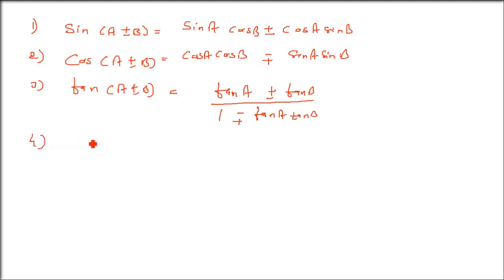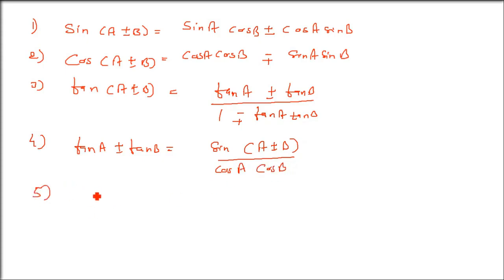Then the fourth one is tan a ± tan b. So this will be sin(a ± b) divided by cos a cos b. Then you have tan a minus tan b. We have already seen tan a minus tan b, but this is a different way of showing it. So this is also something we are going to use sometimes: tan(a − b) multiplied by, in the bracket, 1 plus tan a tan b. This also we are going to use.